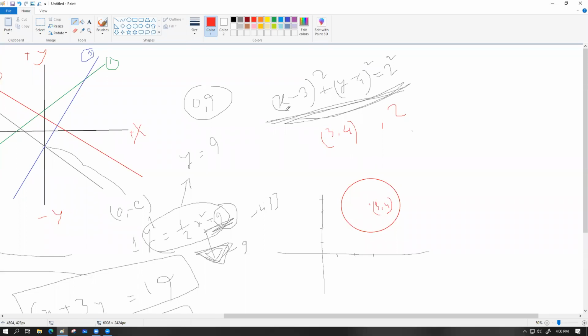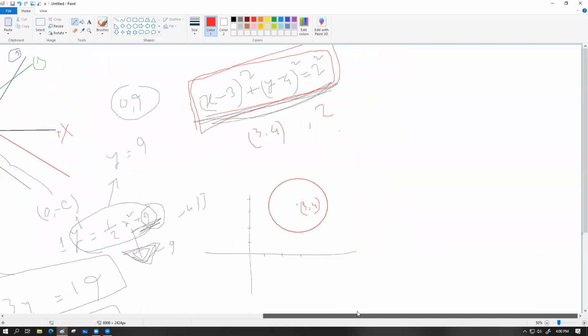Have a look. If you place this number over here, let's say (x minus 3) whole squared plus (y minus 4) whole squared equals 4. If I place the value x equals 0 in this equation, I'm going to try to find the y-axis intercept. Because x equals 0 means the y-axis, right? Think. X equals 0 means the y-axis, and y equals 0 means the x-axis. So if I place x equals 0 over here, I'm going to get what?